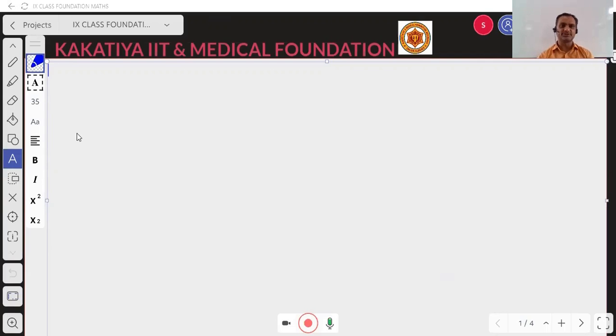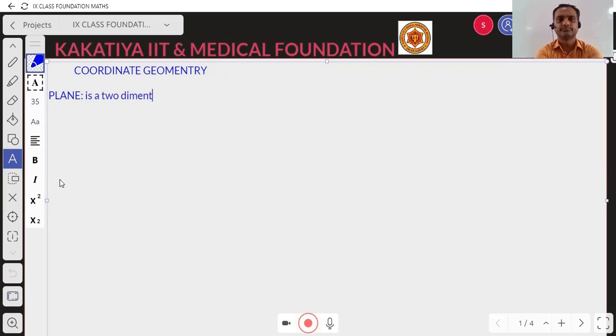In today's session, we are going to discuss coordinate geometry under 9th class foundation. Right? So under coordinate geometry, first let's try and understand what it means by plane. What is a plane? It is a two-dimensional flat surface. Two-dimensional flat surface extends indefinitely. Right? That means never ending.